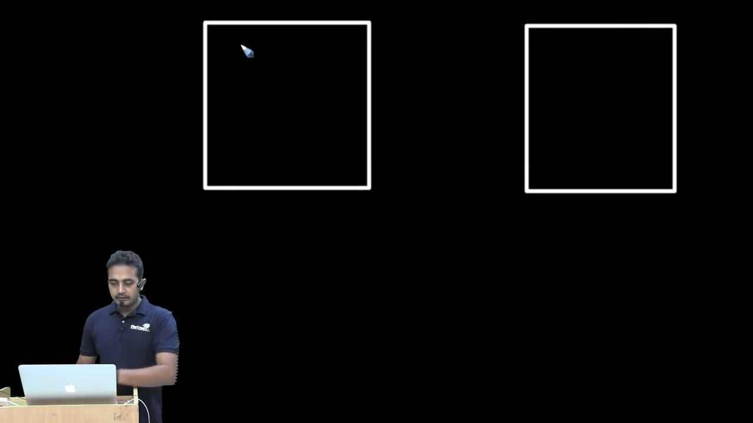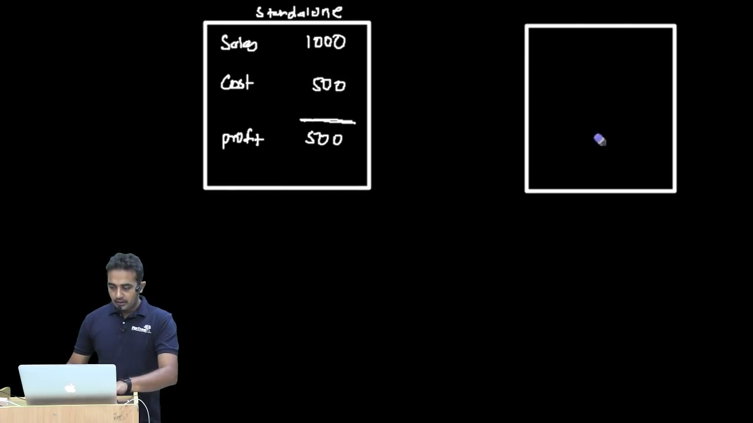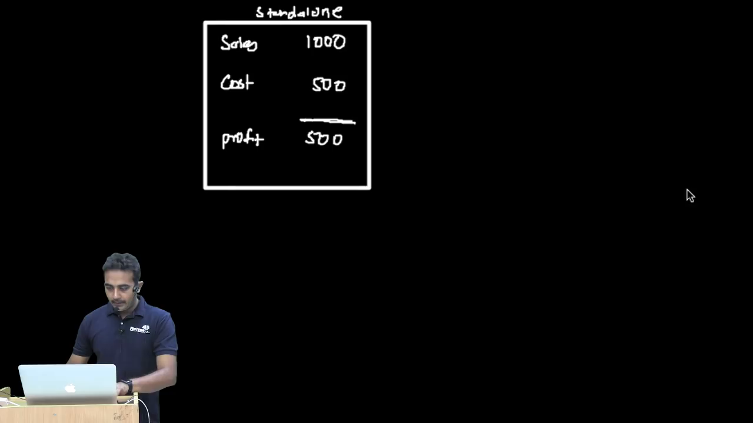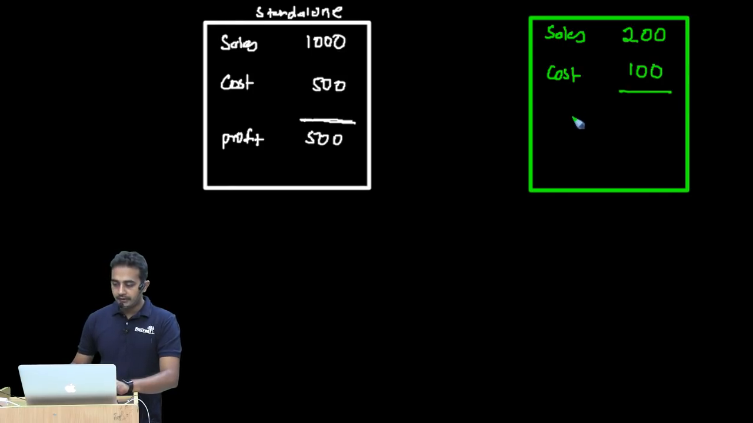Okay. Now what happens is, in the next period, these are your income statements. So this is your income statement. Your sales is 1000 and your cost is 500 and your profit is 500. Okay, this is your standalone income statement. Now this is your subsidiary's income statement. Their sales let us say is 200, their cost is 100 and their profit is 100.